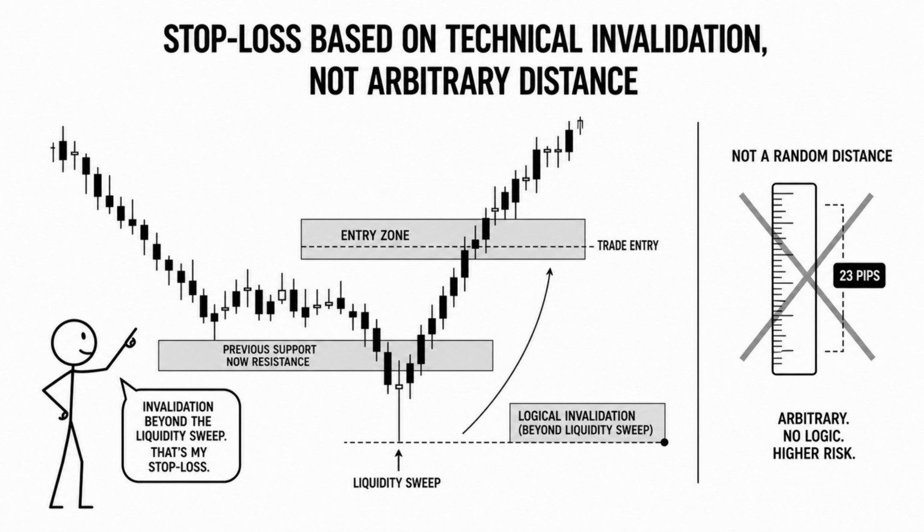Now we need to answer one of the most important questions: where does the trade become invalid? Your stop loss shouldn't simply be placed at a random number of pips because someone told you that 20 or 30 pips is the correct amount. Instead, your invalidation should be connected to the logic of your setup.